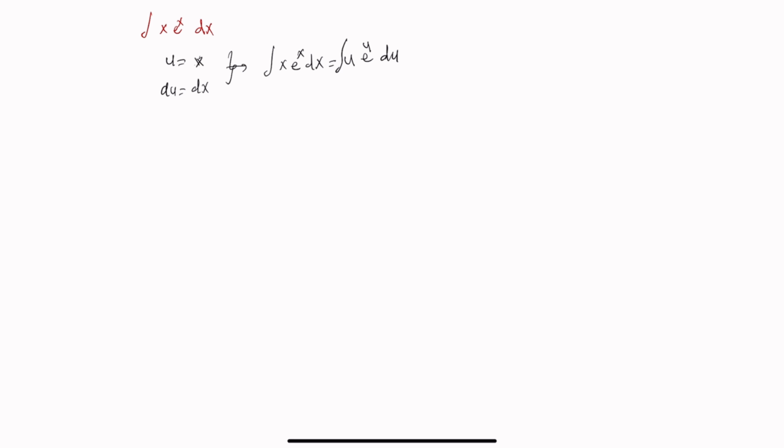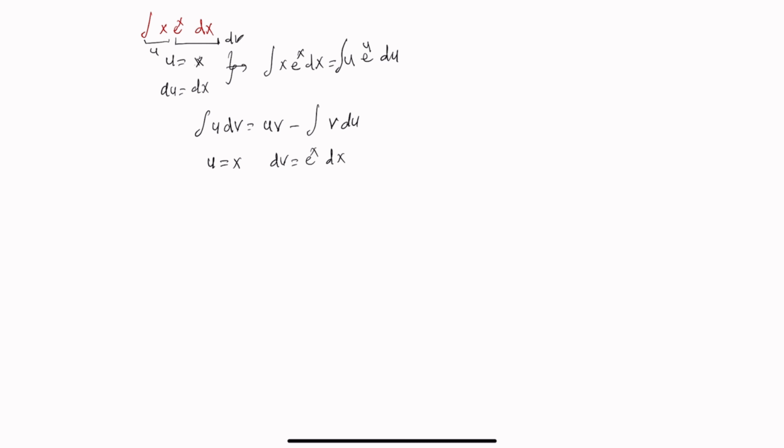So now let's use integration by parts. Here I'm going to choose u to be x, and e to the x dx is going to be equal to dv. Remember, integration by parts says the integral of u dv equals uv minus the integral of v du. Again, u here is equal to x, and dv is equal to e to the x dx.